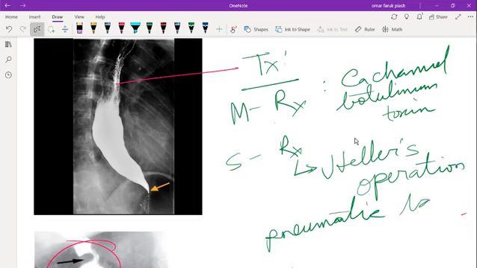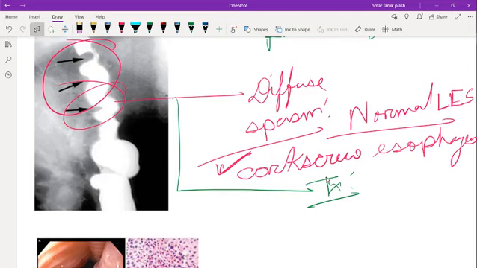And now in diffuse esophageal spasm, as there is angina-like chest pain, you can give nitrate, you can give calcium channel blocker. So nitrate and calcium channel blocker is the treatment of choice.